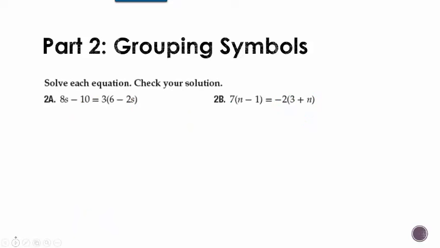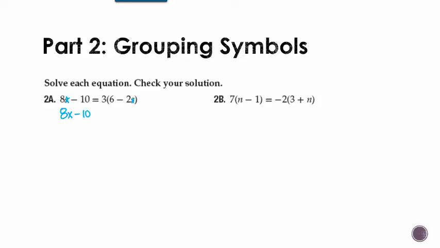So let's try some with grouping symbols. So sometimes you need to actually simplify before you can start solving. So that's what we're going to do here. We're going to get rid of the grouping symbols, and then we're going to solve the problem just like the last one we did. So this 8s is going to stay the same. Actually, you know what? I'm going to change all these to x's because s's look like 5s.